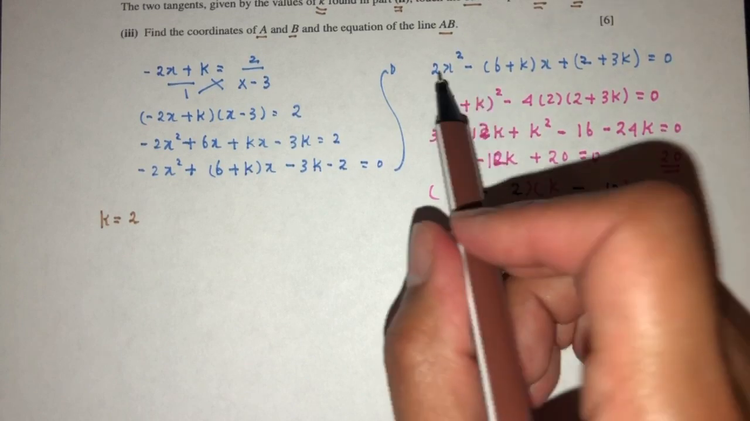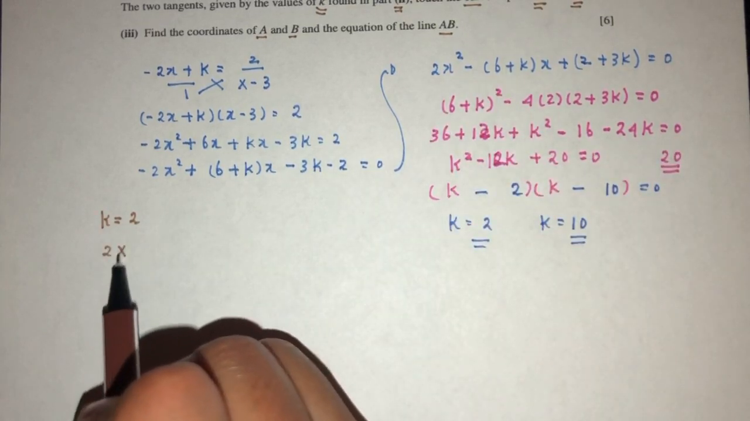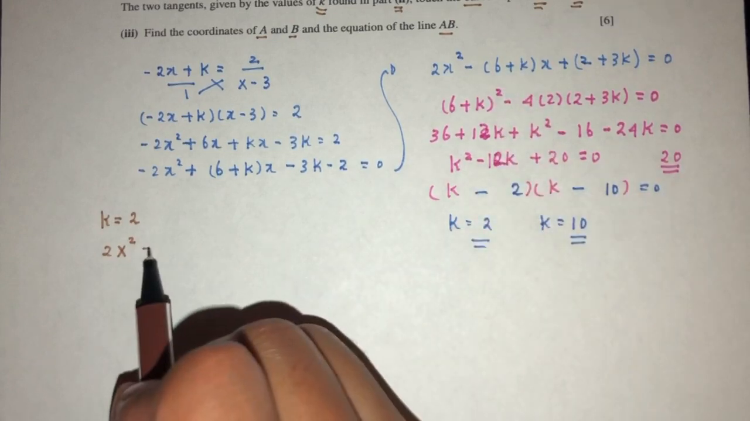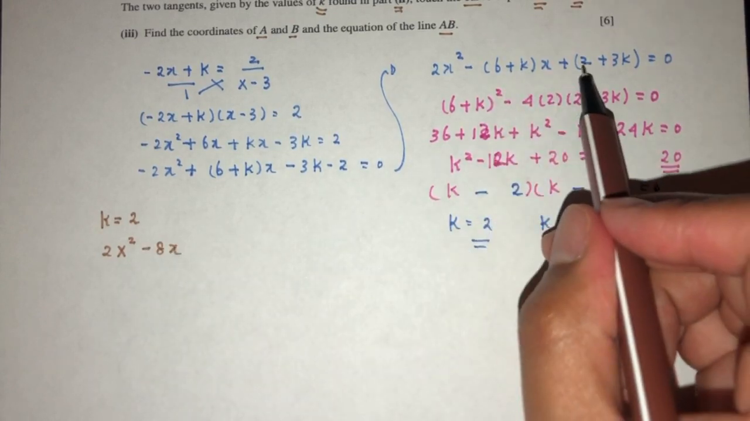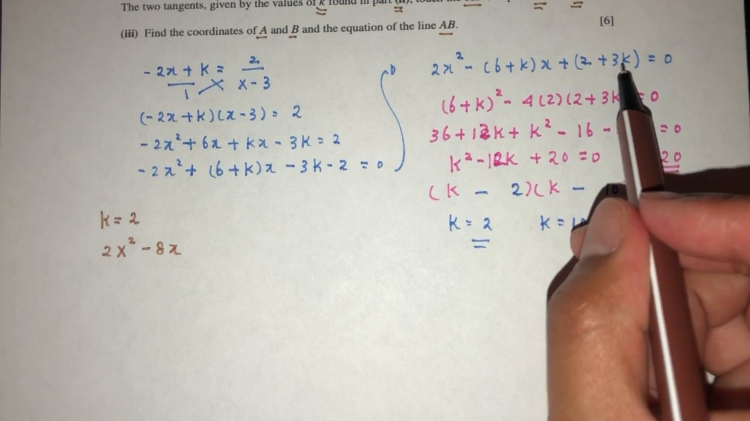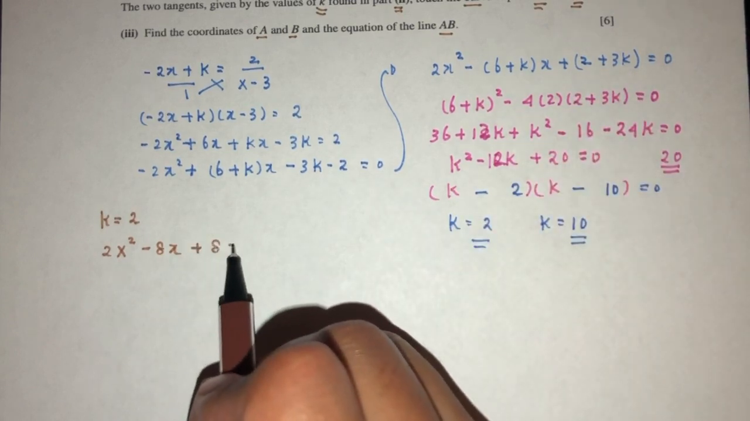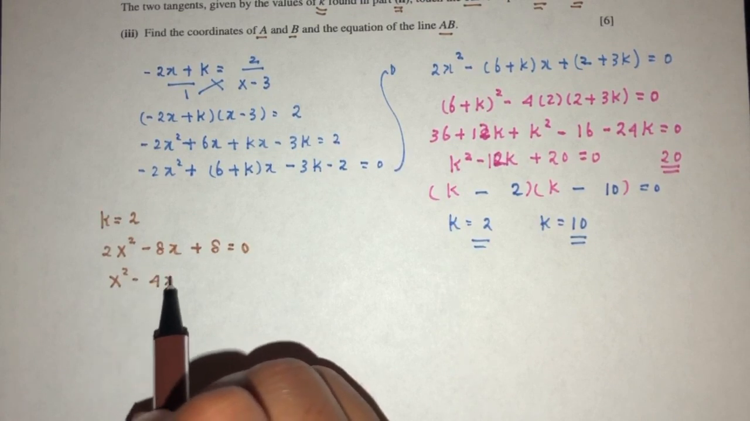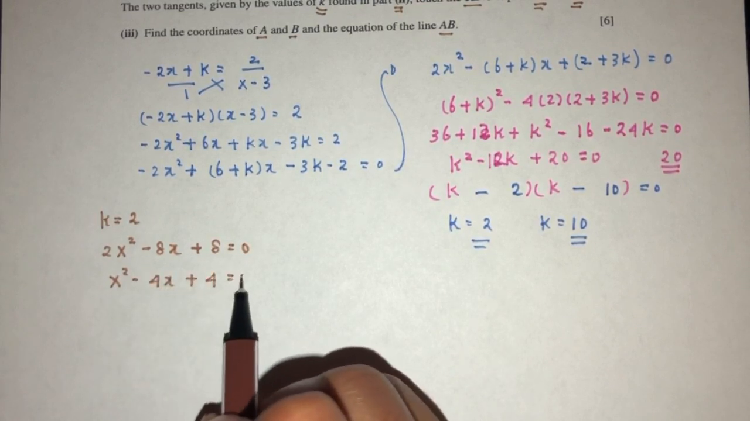It will be, replace here, you will have 2x squared. So here we have 6 plus 2 is 8, so minus 8x. 2 plus 3 times 2 is 6, that will be plus 8, have to be 0. We can divide by 2 everywhere. You will have x squared minus 4x plus 4 have to be 0.